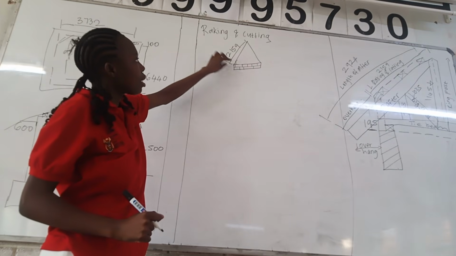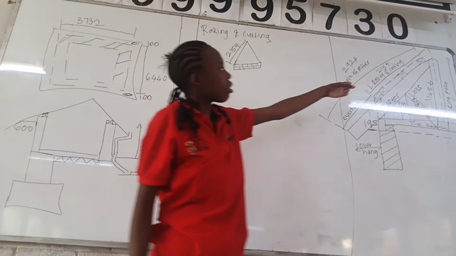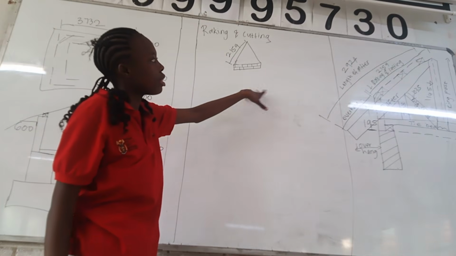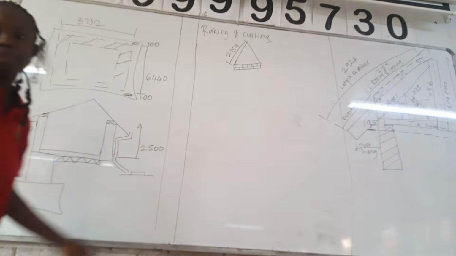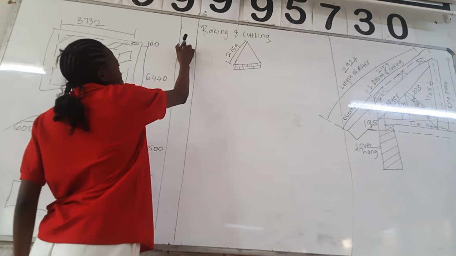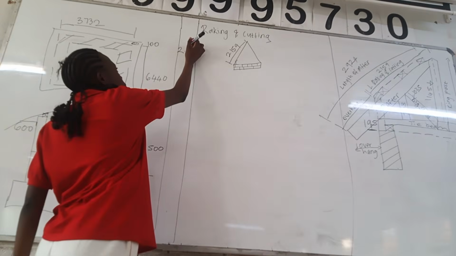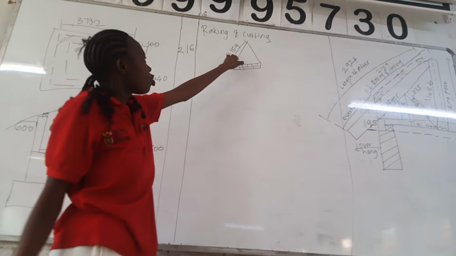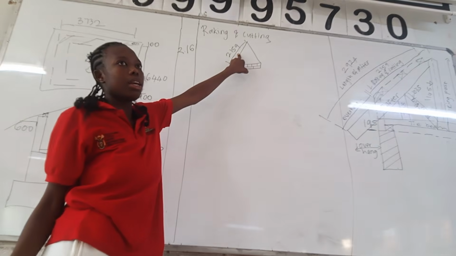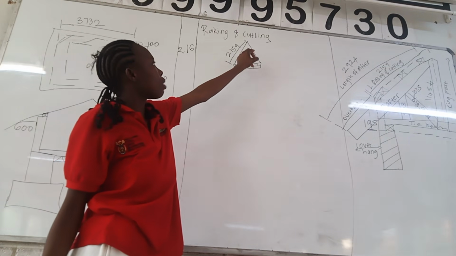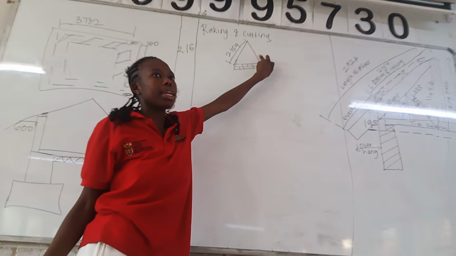So for raking and cutting, you focus on the length of the raking and cutting, not the length of the rafter. Our length of the raking and cutting is 2159 again. This 2159 is only for this side. So if there's 2159 here, it means this side will also have raking and cutting.